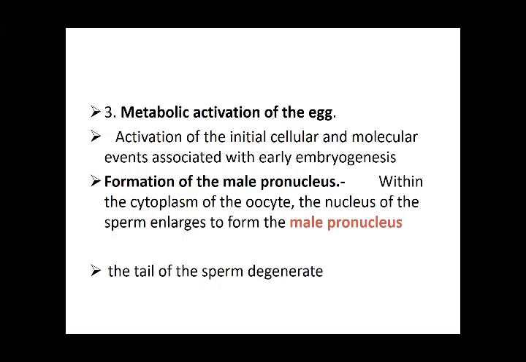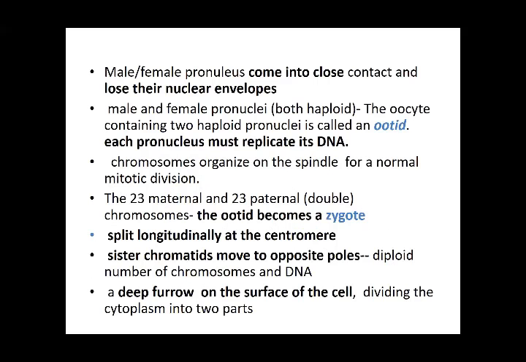Then there is the formation of the male pronucleus within the cytoplasm of the oocyte. The nucleus of the sperm enlarges to form the male pronucleus. The tail is going to degenerate. It does not come inside. Male and female pronuclei are then going to come close together, contact and lose their nuclear envelopes. Both are haploid at this stage.